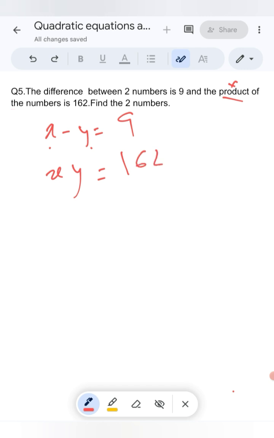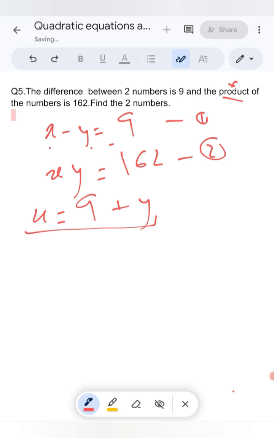How can we find that out? Let's do the substitution method here. This was your first equation. Let's make x the subject, for example, x is equals to 9 plus y. Now I will be substituting this 9 plus y into your second equation. So 9 plus y in the place of x multiplied by y is equals to 162. Substituting in the second one.